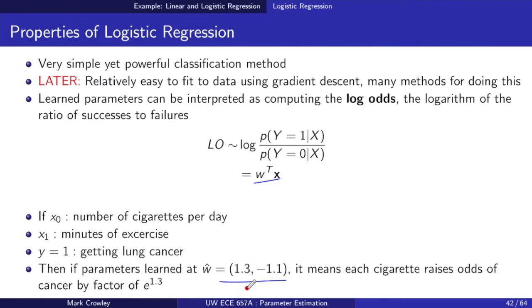And then if you learned these parameters, 1.3 and minus 1.1, it means that the log odds of each cigarette raises your odds. You get e to the 1.3 times more likely to get cancer every time you smoke a cigarette, and e to the minus 1.1 times less likely every time you go out for a run, right? So you can kind of interpret them that way a bit.